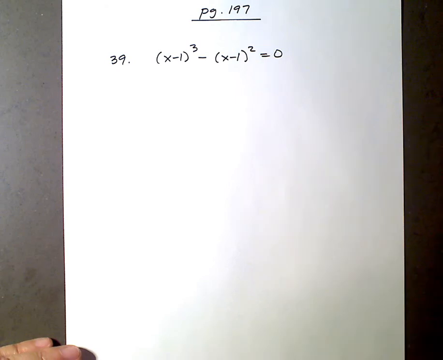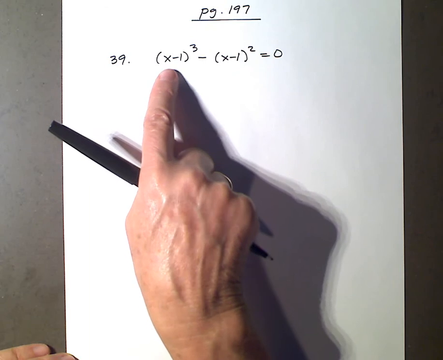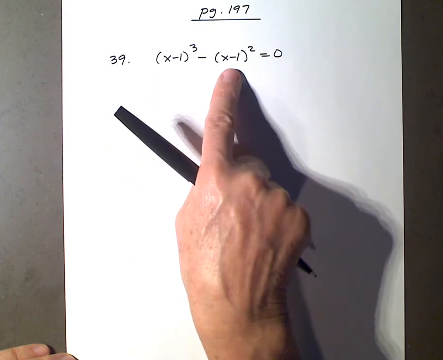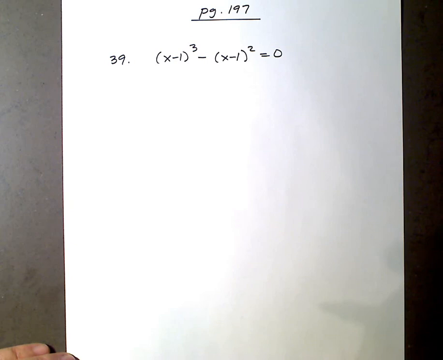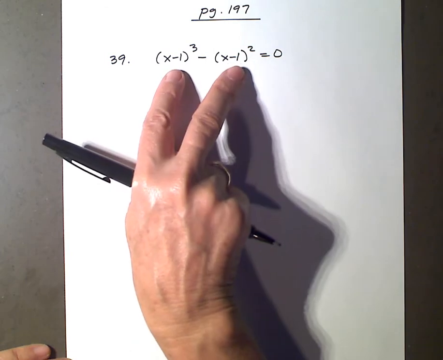All right, this is number 39 on page 197, and this is a challenging problem. It's going to be hard to do if you FOIL these out, x minus 1 times x minus 1 times x minus 1, and the same here. I'm going to show you two different ways you can do it, one that uses temporary substitution, and then another way that factors out the greatest common factor of x minus 1 squared from both those terms.